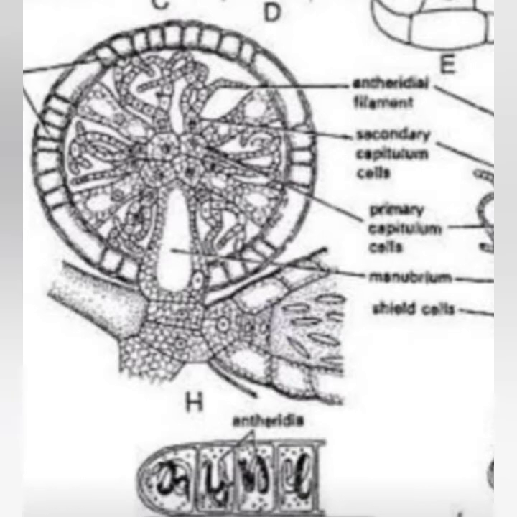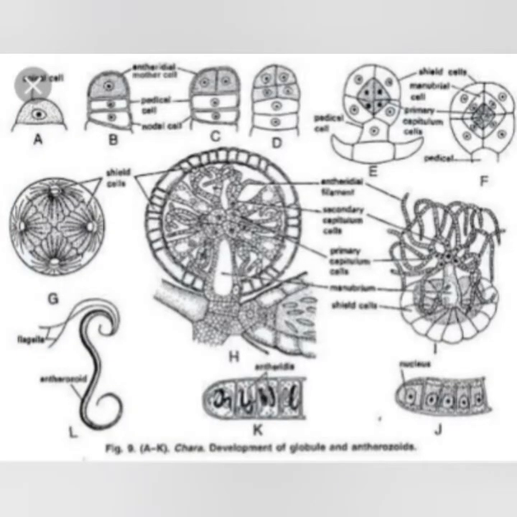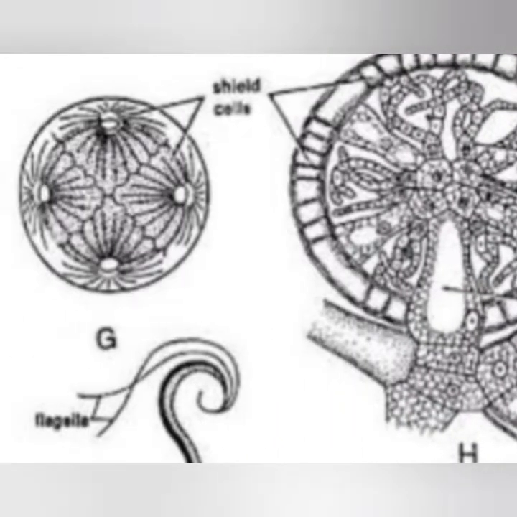So we have the outermost layer forming the shield cells, the middle layer forming the manubrial cells, and the innermost layer forming the primary capitulum cells. So here we have three layers of cells, right? The shield cells have many enfoldings, you can see in this figure, which form various types of ornamentations on the surface of the globule.